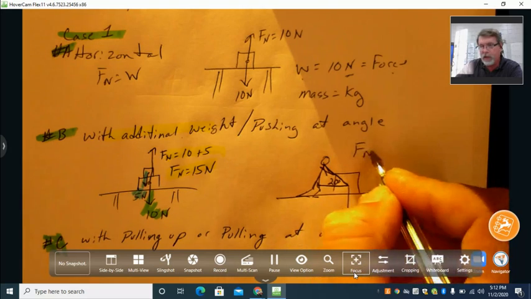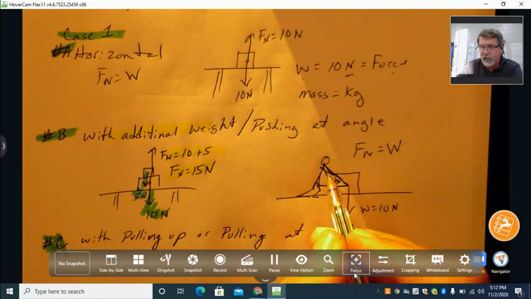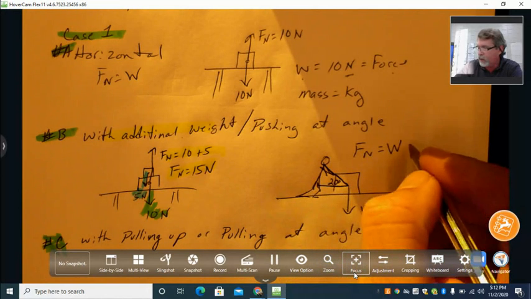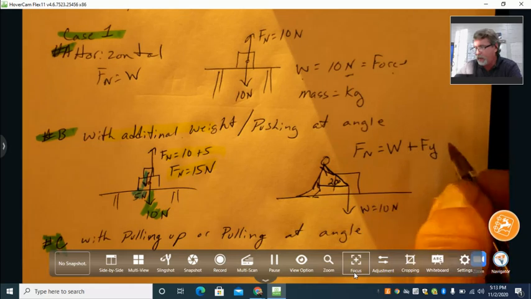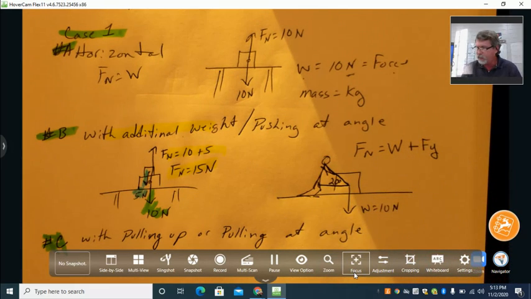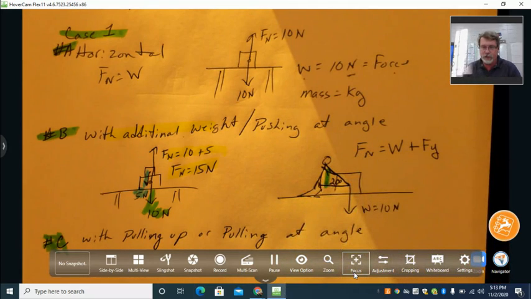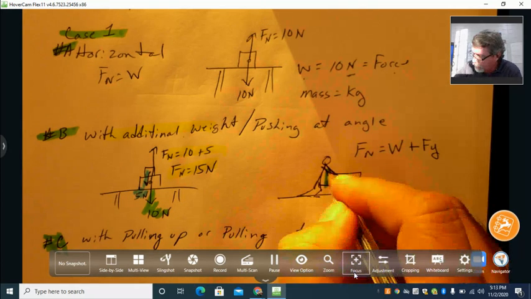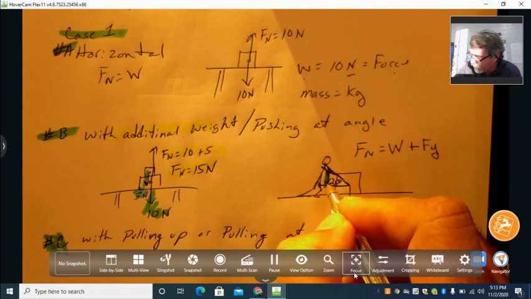So the force normal, because it's a horizontal surface, equals the weight. But because he's pushing down, it adds more force to it, and it adds the force that he has in the y direction. So we need to find this little force right here, which is the force in the y direction, okay? And because he's pushing down, that goes down.